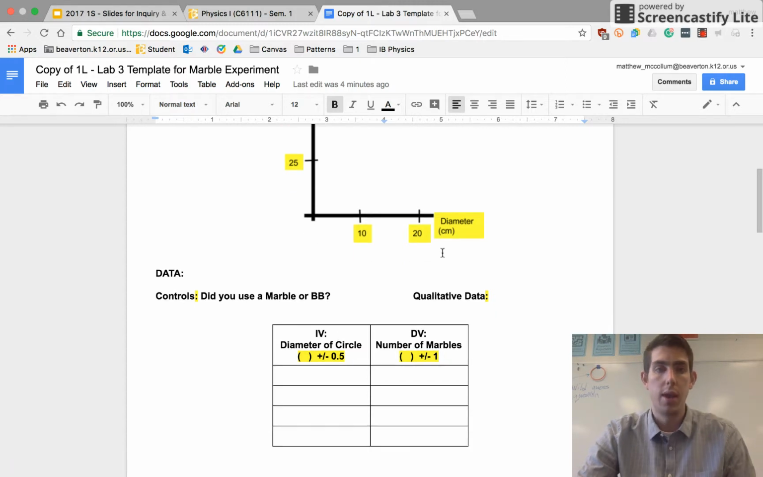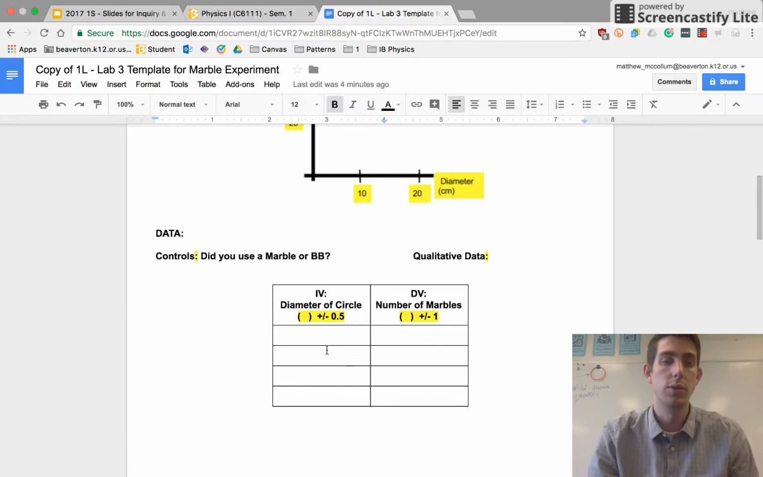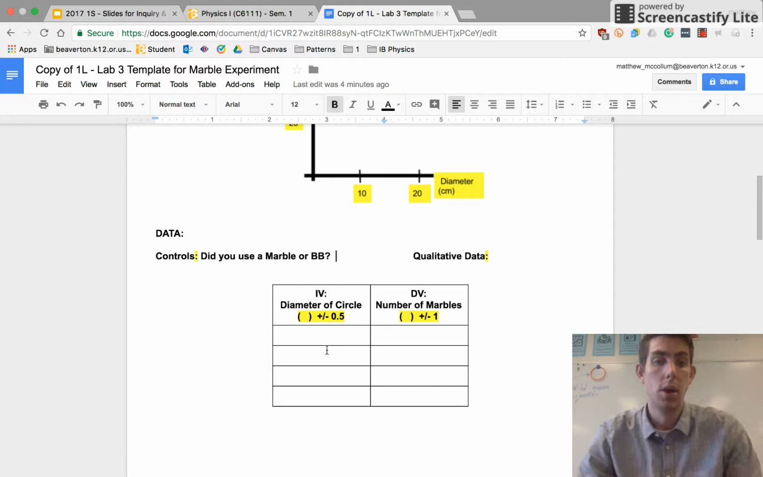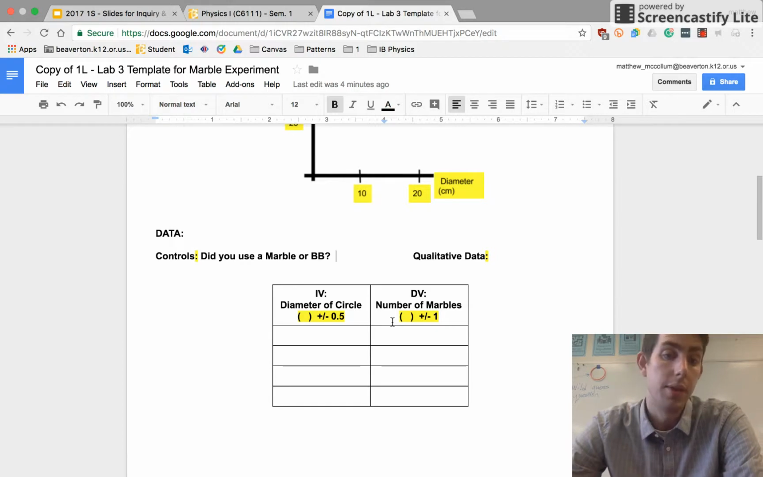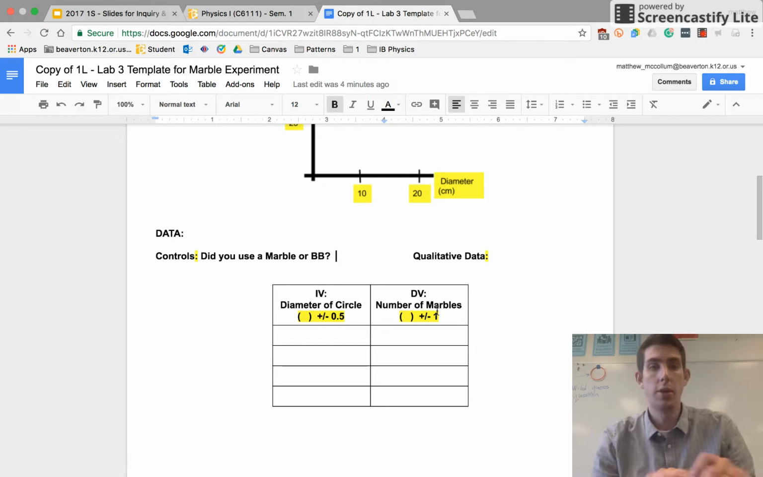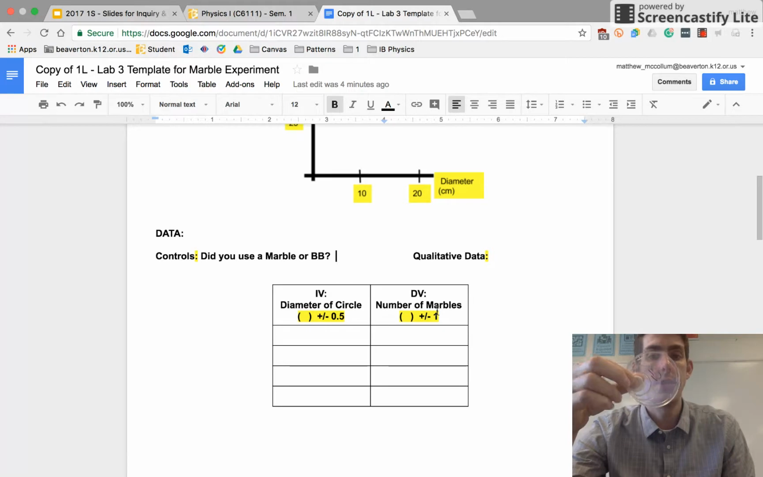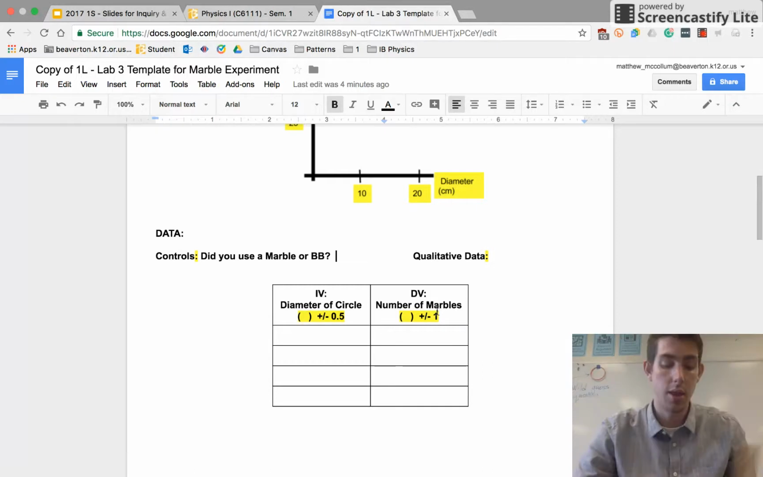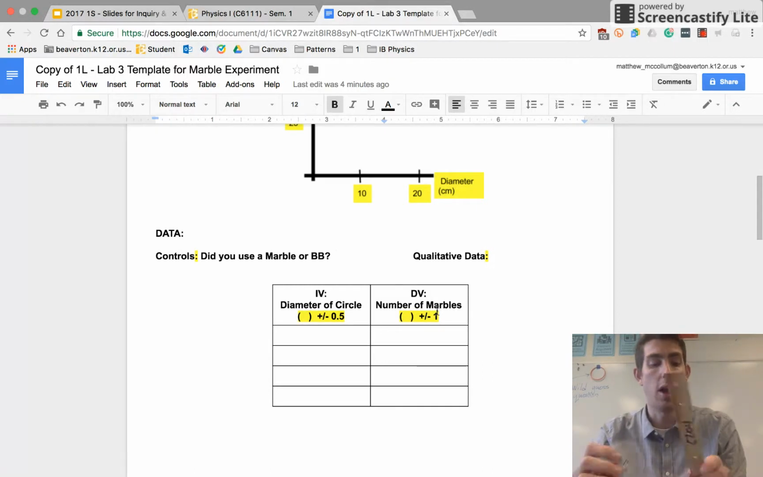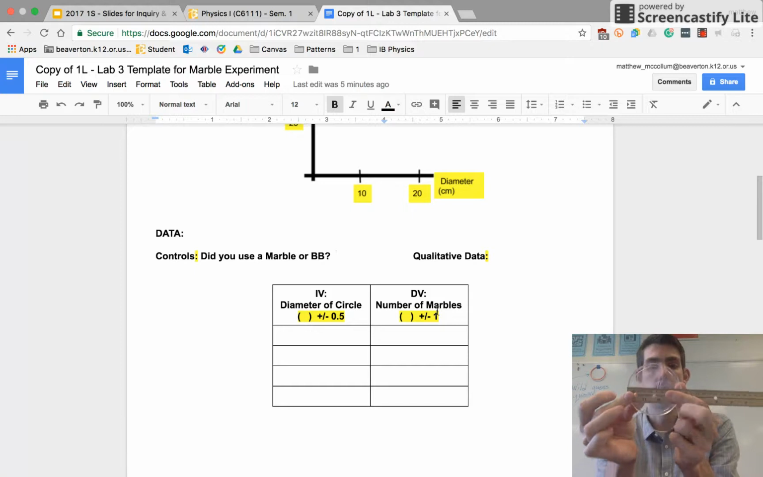For qualitative data right now, we will hold off on taking that, and we're just about ready to take our data. So you have diameter of a circle and number of marbles in it. In your data, you will have several of your different circles. There are 4 circles here that you'll do. The diameter is when you measure across the circle. We are going to use centimeters, and so we will go ahead and measure our diameter like this.